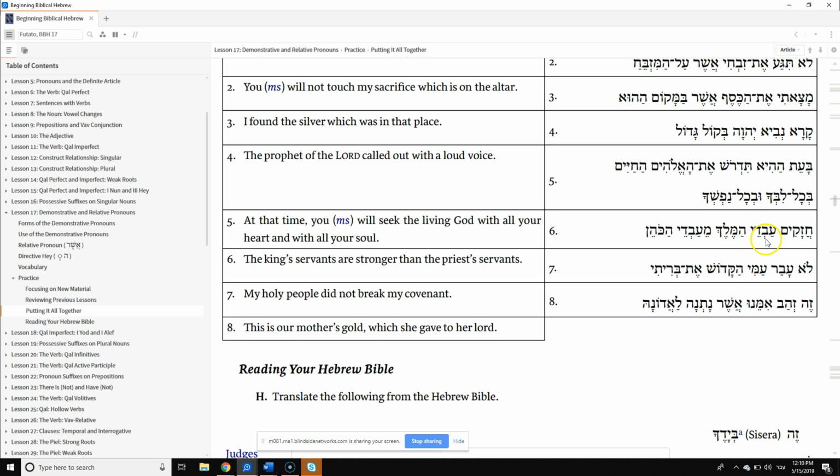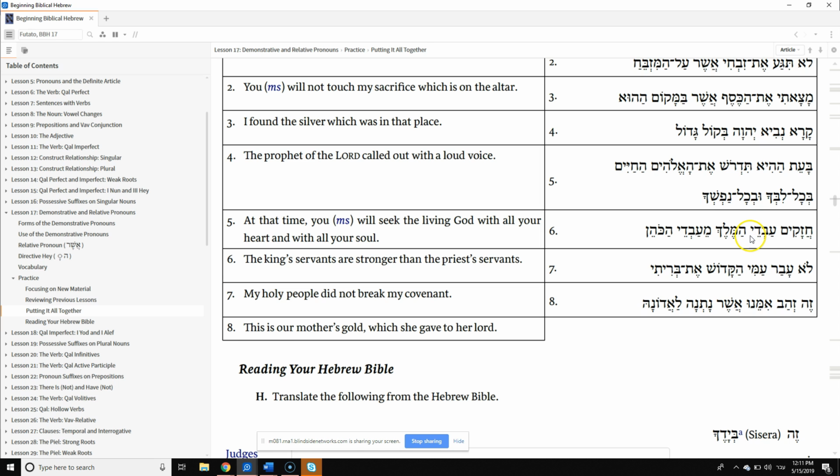We know that the shva here is silent because it's preceded by a short vowel. So avdei is the masculine plural construct form of eved. And I know that can be a little bit confusing because you've got a patach here instead of a segol. But again, if you ignore the vowels for a moment and just look at ayin, bet, dalet, you will recognize that root as eved, or avad for he served. But here with the tsere yod ending, this is a dead giveaway that we've got a masculine plural construct form.